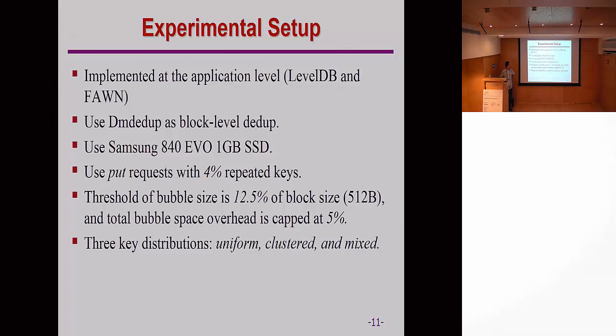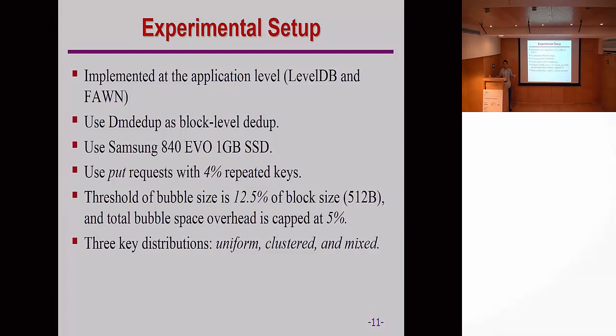And then we basically use continuous put or write requests with 4% repeated keys. And we control the overhead introduced by these bubbles. Basically, each bubble is less than half a kilobyte, and the total space used by bubbles is kept at 5% of the total file size. And we use 3 key distributions.